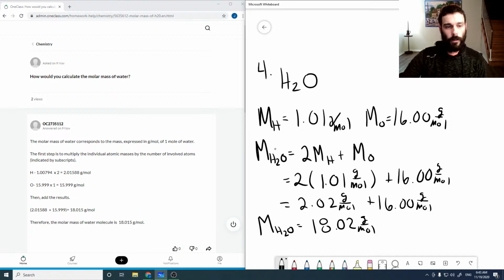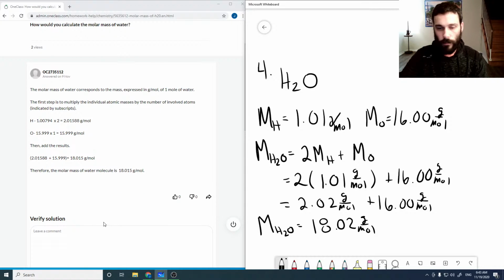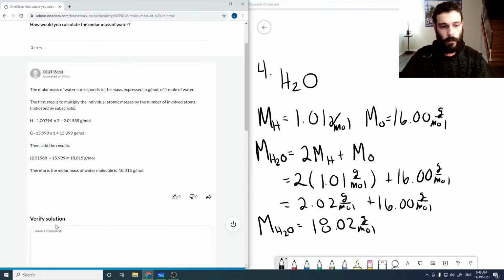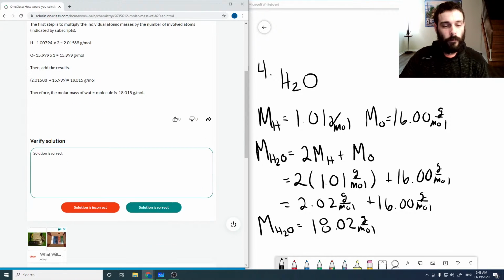Now if we check our solution here, they used quite a few digits in their molar masses, so their final answer comes out to be 18.015. Obviously, if you round it to 2 decimal places, they would be the same. So that looks good.